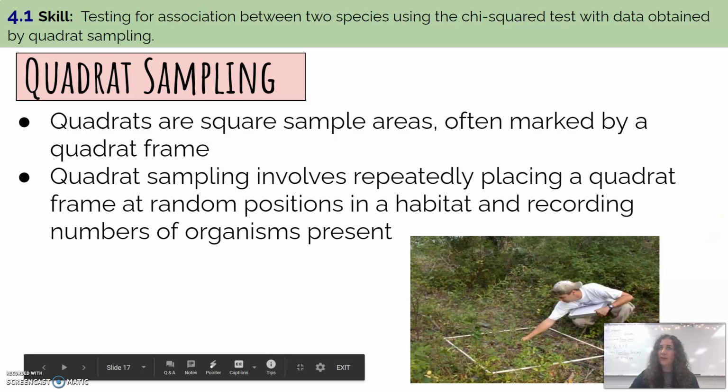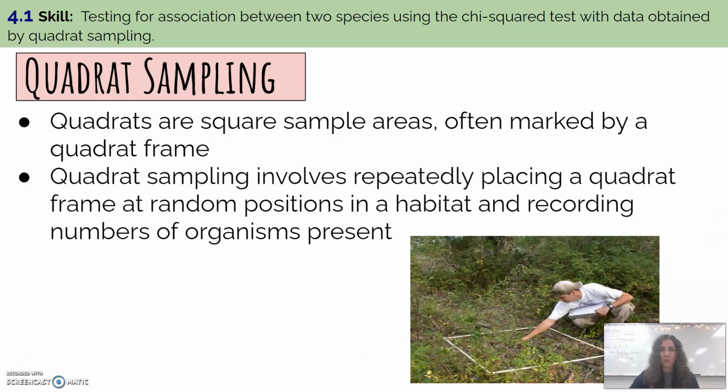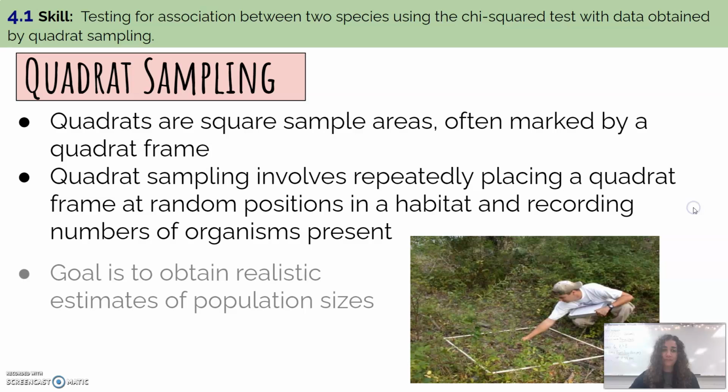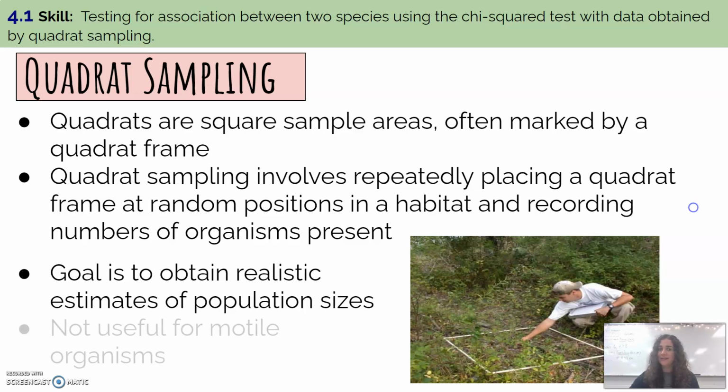Quadrat sampling involves repeatedly placing a quadrat frame at random positions in a habitat and recording numbers of organisms present. Scientists literally just chuck it like a frisbee in the environment that they are sampling and then measure the frequencies of the organisms in that frame. The goal is to obtain realistic estimates of population sizes.